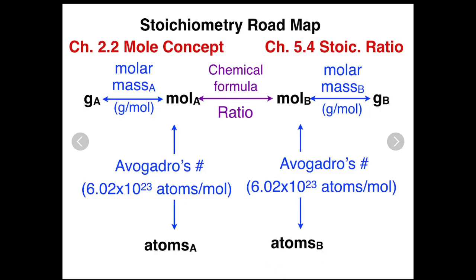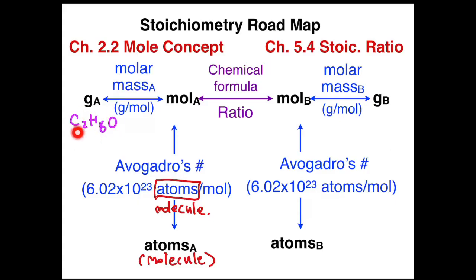So note that this atom here that we are talking about can also be replaced by molecule as well, depending on what you are talking about. So you have another option to use this as molecule as well. For example, if I give you the grams of C2H6O, this would be molecule, right? Because this is giving you a molecule.